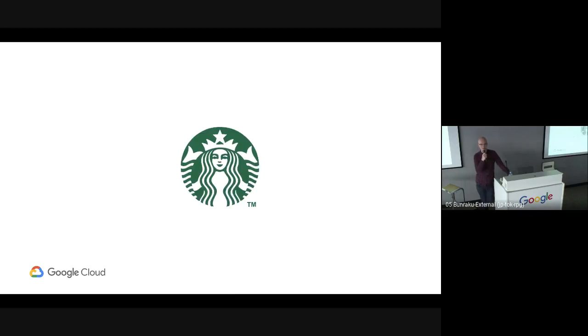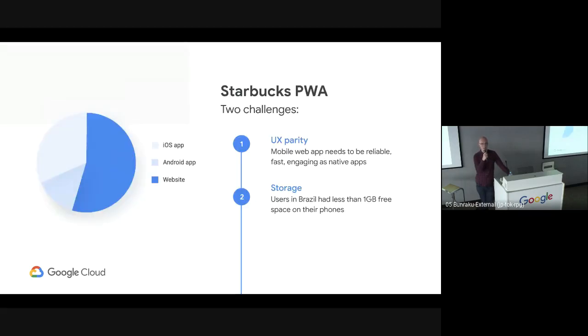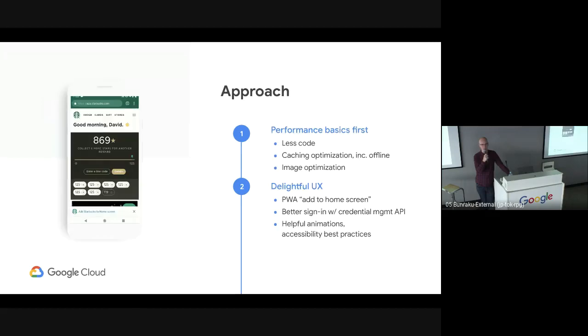Next up is Starbucks. Again, they tried to pursue a mobile application. They had two challenges: UX parity, making sure that the PWA was as reliable and engaging as the mobile app. And then also storage. Again, users in various emerging markets just did not have a lot of space.